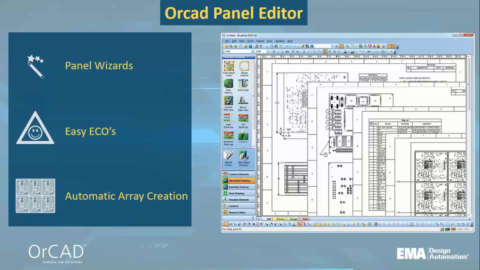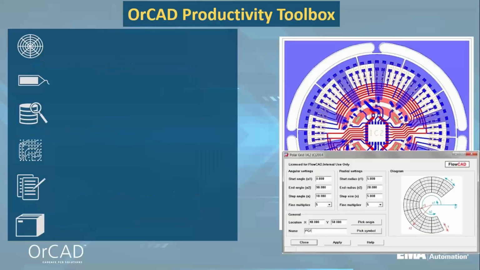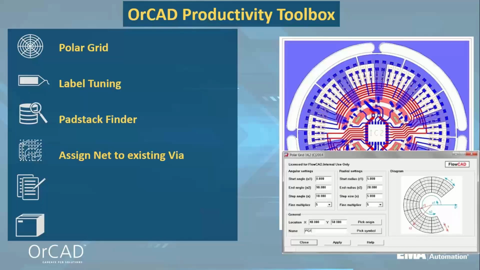Also available is a productivity tool that EMA created to make things a little bit quicker and faster. They've got a polar grid, to quickly and easily manage component placements with circular boards, label tuning, auto silkscreen component name generation. There's a pad stack finder, which highlights pad stacks in the design by color, makes it easy to find the different pad stacks that you have. We can assign net to existing vias, change the signal or net names of an existing via without having to delete that via. Makes it nice so that you're not rerouting full signals.